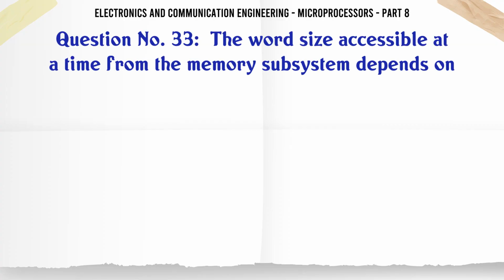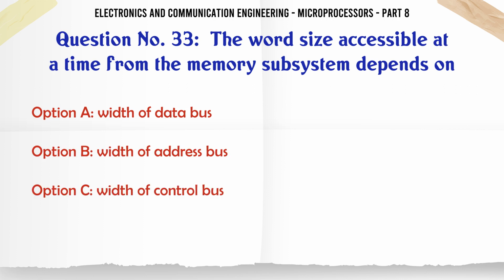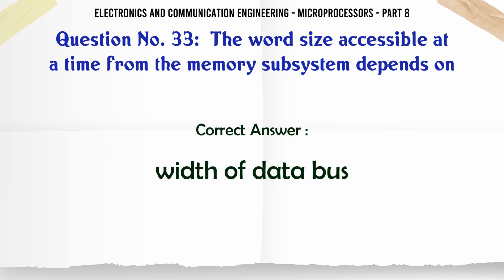The word size accessible at a time from the memory subsystem depends on: A, width of data bus. B, width of address bus. C, width of control bus. D, both B and C. The correct answer is width of data bus.